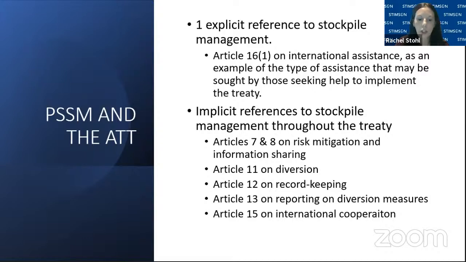I think we can look at references to Article 7 and 8 with regards to risk information and information sharing. But most particularly, we've seen states think about PSSM with regards to Article 11 on diversion. So there is in Article 11 provisions that require the exporting state to undertake a risk assessment and for exporting and importing states to implement joint mitigation measures to prevent diversion, which could include things like capacity building to ensure safe storage.